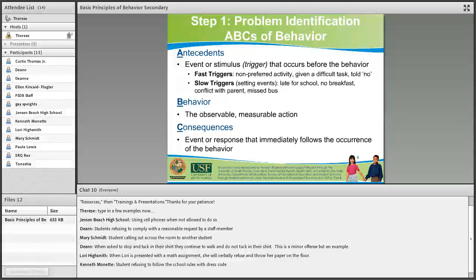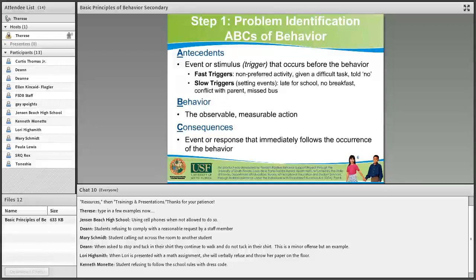But there are also things called slow triggers, and those are things like being late for school, missing breakfast, missing lunch, having a fight with a peer, a fight with a parent, breaking up with their girlfriend or their boyfriend, that type of thing. Those things happen way apart from the problem behavior many times, but they also greatly increase the likelihood of that problem behavior occurring.